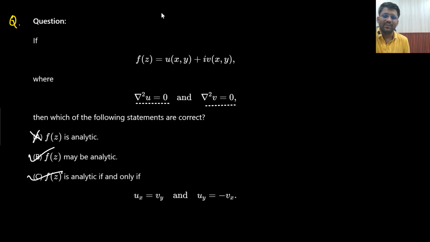And this question also we have seen, that if only one thing is given, that Laplacian of u is 0 and Laplacian of v is 0, that is not enough to call a function analytic. For the function to be analytic, this condition has to be satisfied. This is the necessary condition. The function would be analytic if this condition is satisfied. Understandable? Okay.